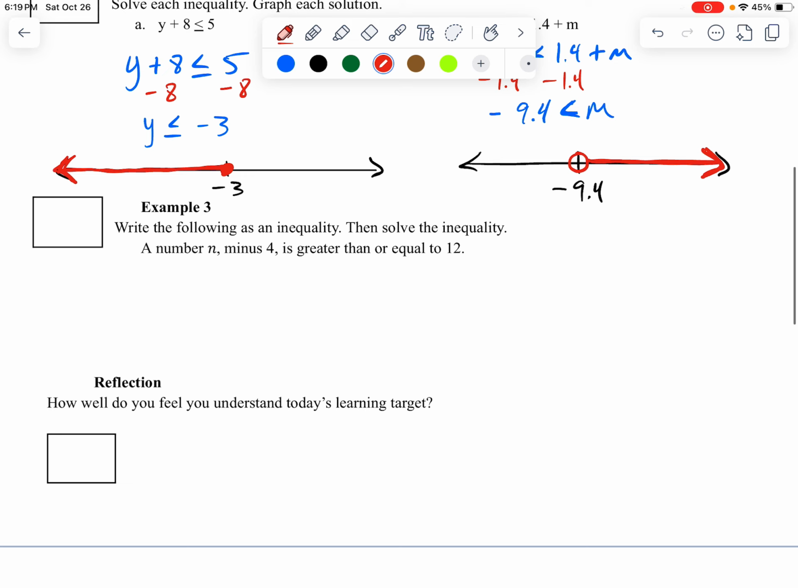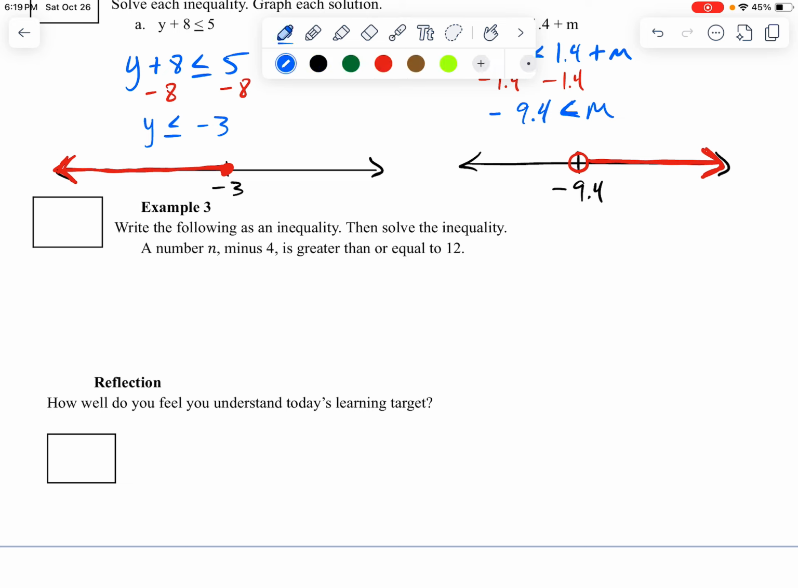Number 3, we're going to write as an inequality. So this is from 2.1, and then we're going to solve, which is 2.2. So this would be a good opportunity to see if you can put everything together. Pause the video, try to write this out on your own, and solve. And it doesn't say to graph, but not a bad idea to give that a try too.